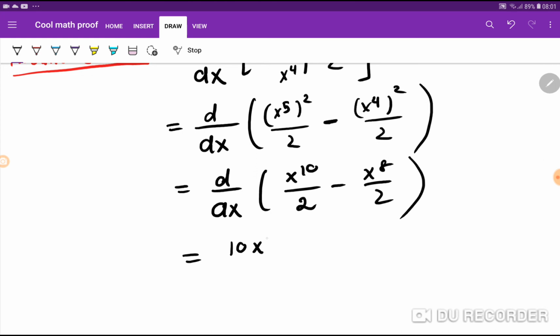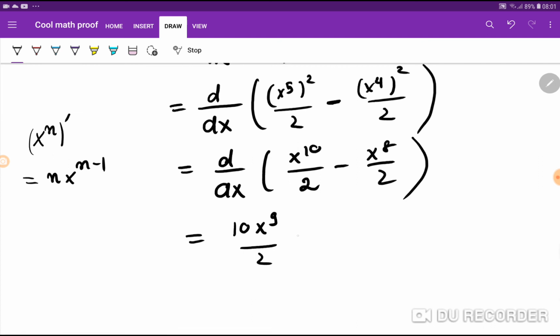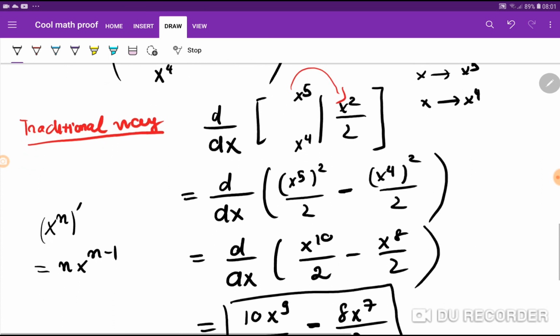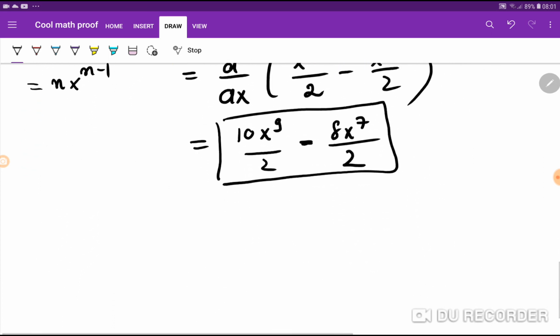10x to the power 9 over 2, right? Okay, because remember, derivative of x to the power n equals n x to the power n minus 1. Minus derivative of x to the power 8, which is 8x to the power 7, over 2. Okay, this is our answer. Okay, let's do the new way and see if we get the same answer.